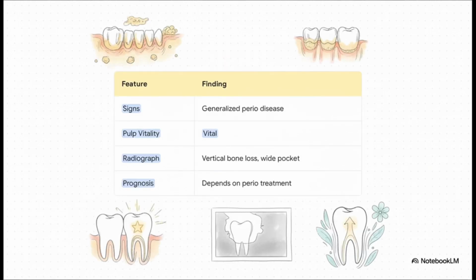And how do we spot this one? Well, you're going to see signs of generalized perio disease everywhere. Plaque, calculus, typically wider pockets. But again, what's the single most important test we can do? You guessed it, pulp vitality. In a primary perio lesion, that tooth is going to be vital. And here, the prognosis is all about how successful the perio treatment is.